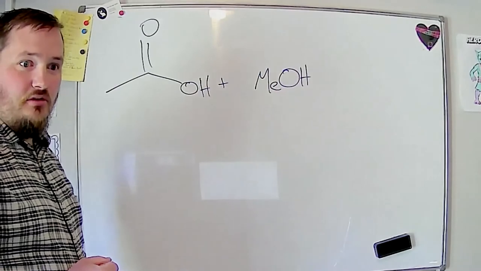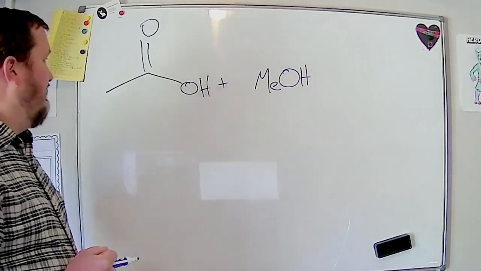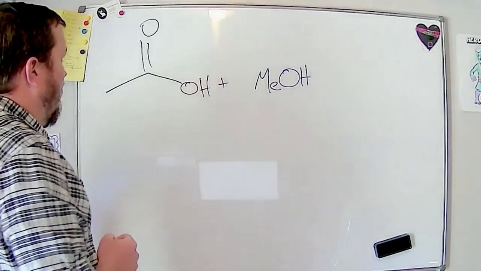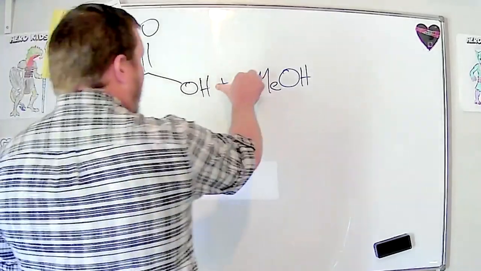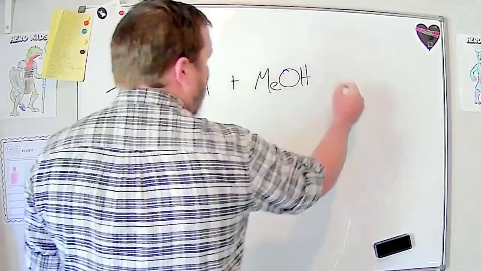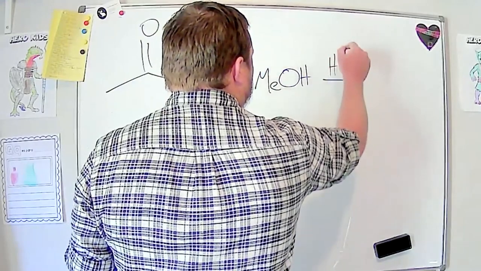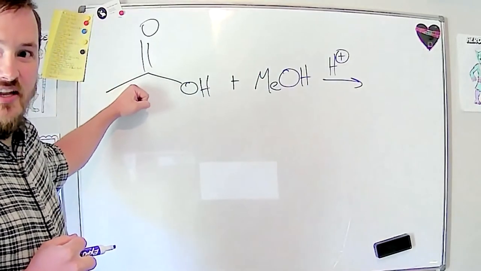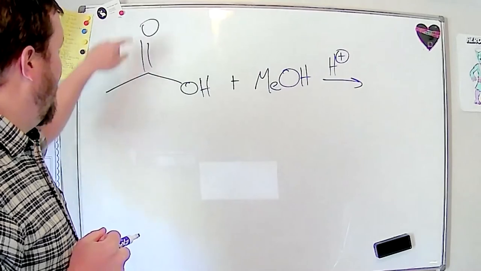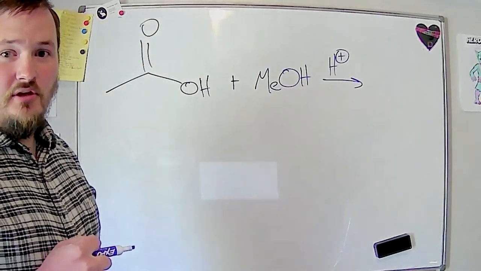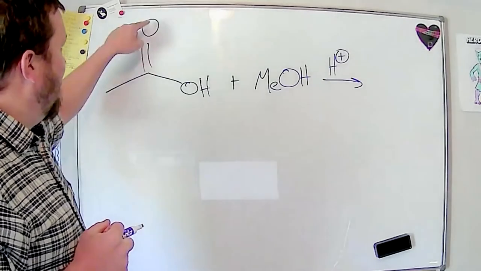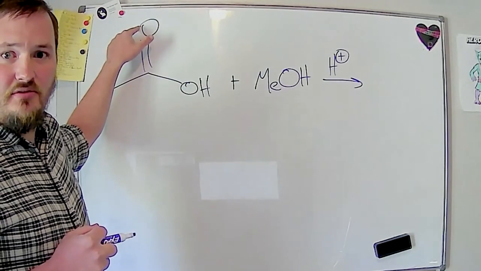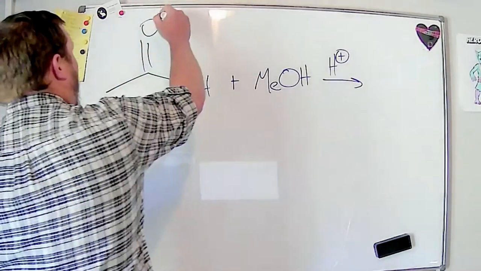So if we're trying to make an ester out of vinegar and methanol, and we're in acidic conditions, the first step is always going to be protonate that carbonyl. Because you can't break this pi bond and be left with a negative charge here if you're in acidic conditions. So you have to protonate it first.